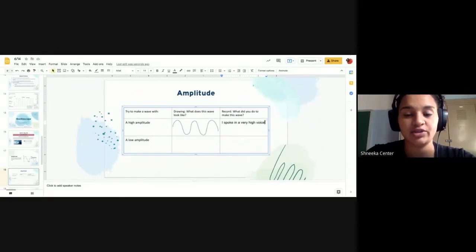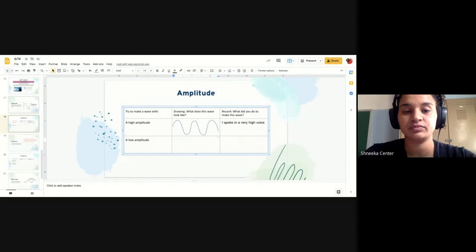much higher amplitude. Now I'm going to go through low amplitude. So I want you to figure this out by yourself. What do you have to do to make your amplitude low? If we had to speak in a high voice for high amplitude, what do you think we need to do for low amplitude? Once you're finished, we're going to move on to frequency.